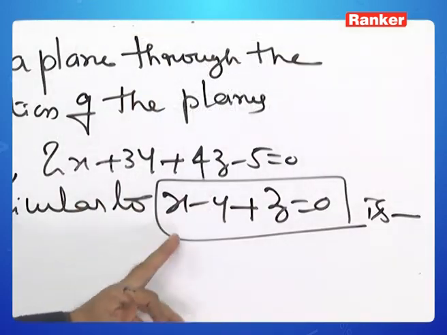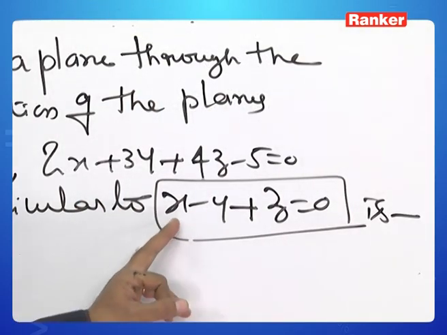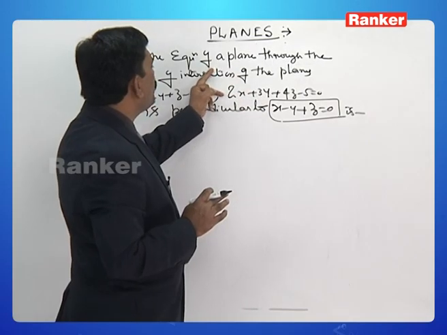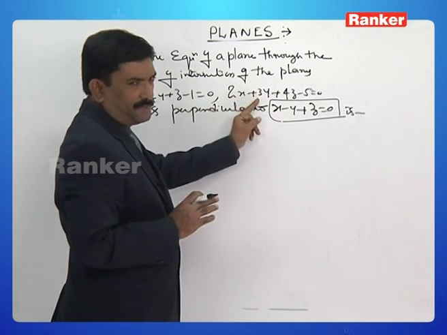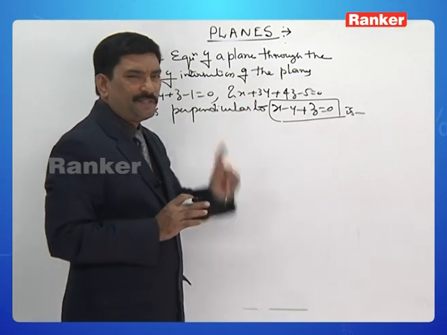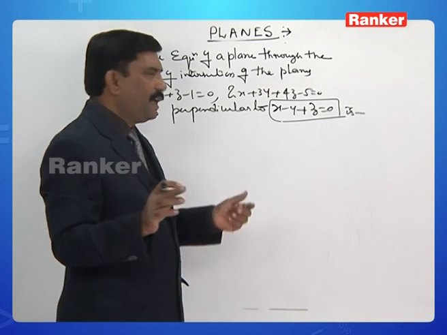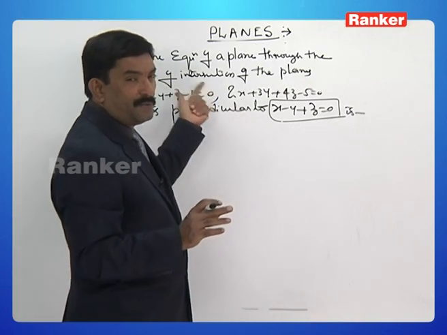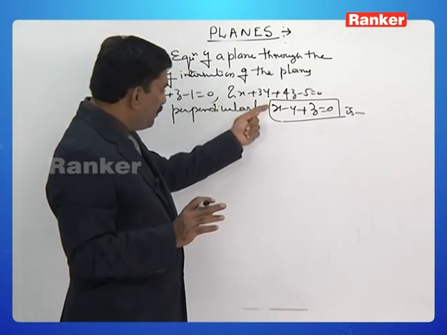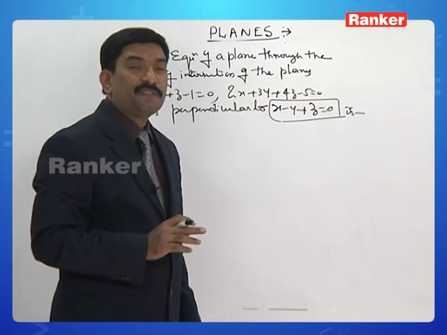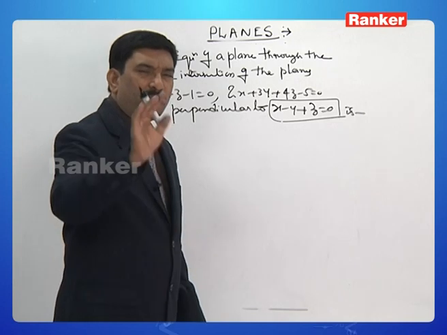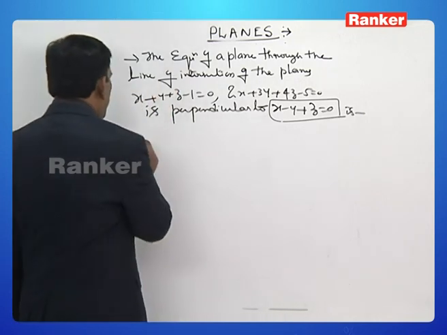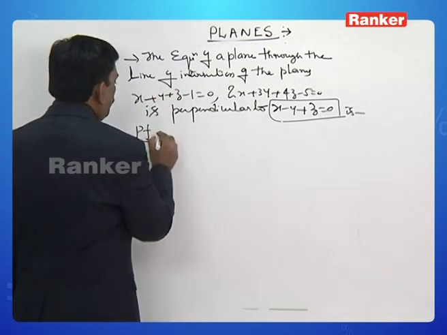Now, by using that concept, I want to find the equation of the plane through the line of intersection of these two planes and perpendicular to this plane. We have to apply the angle between the planes, which is 90 degrees, to the plane passing through the line of intersection. With that, we are supposed to find the equation of the plane. The proof is very simple.